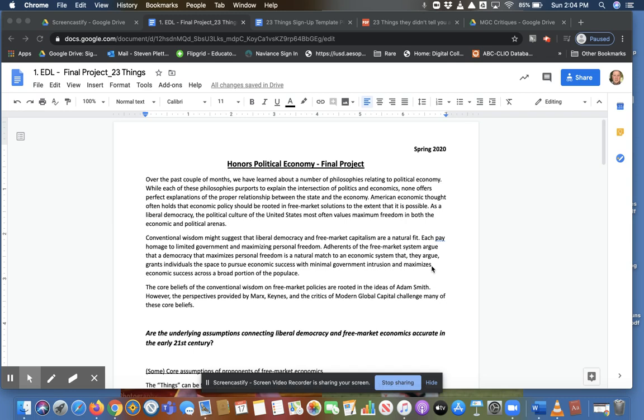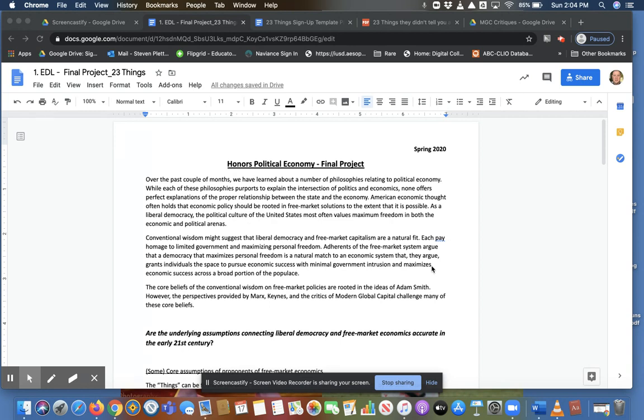Okay, guys, these are the instructions for the political economy final project. Over the last couple of months, we've learned about a number of philosophies relating to political economy. While each of these philosophers purports to explain the intersection of politics and economics, none offers perfect explanations of the proper relationship between the state and the economy.